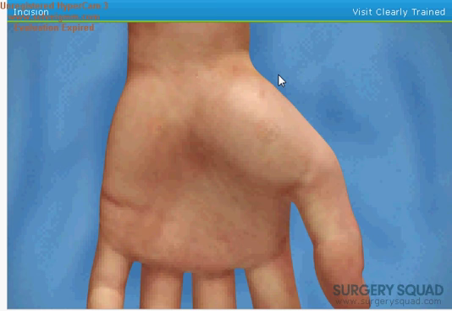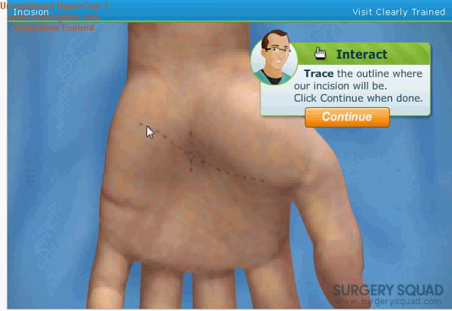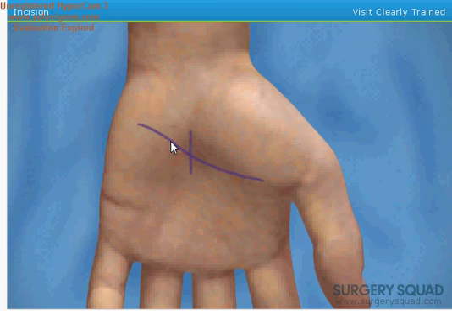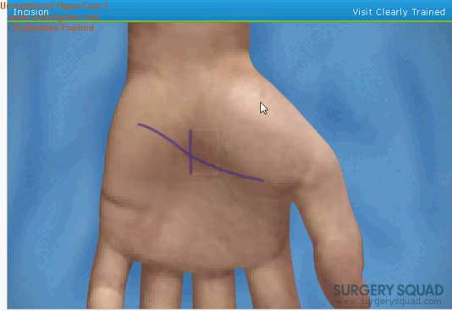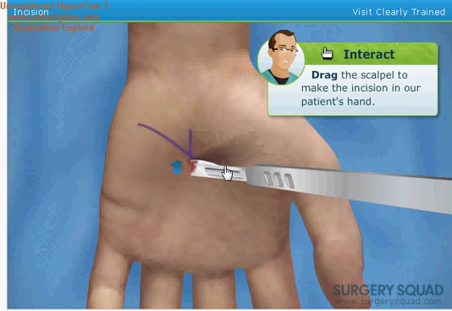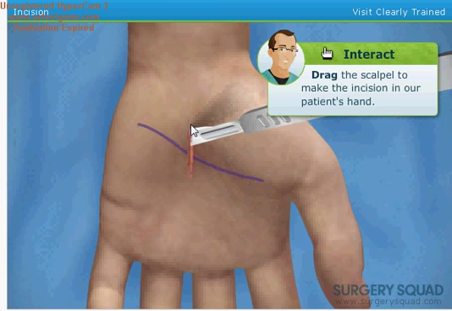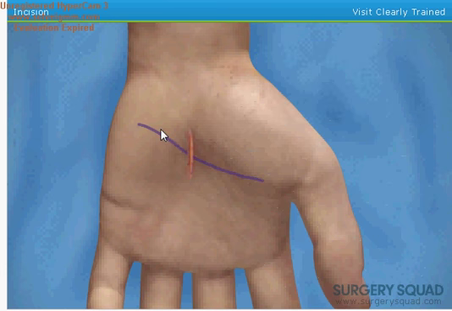With the wrist anesthetized, we can now begin the operation. I've already tied a tourniquet around the patient's upper arm. Can you go ahead and outline? Looks good to me. We'll be making a 3/4 inch incision at the intersection of those lines. Now take the scalpel and make the incision. Nice. I couldn't have done it better myself.